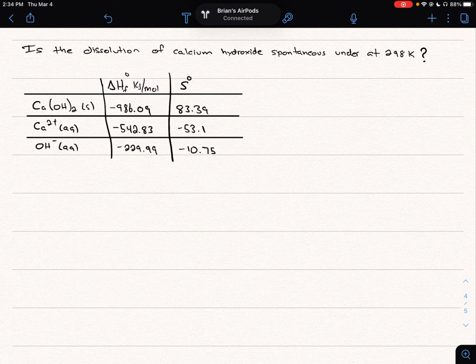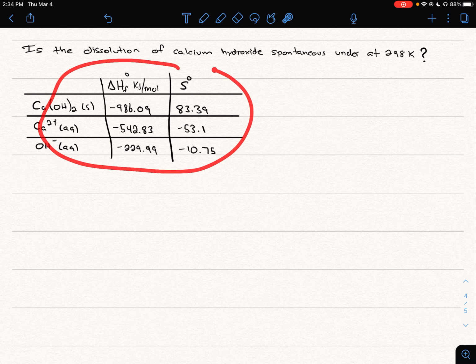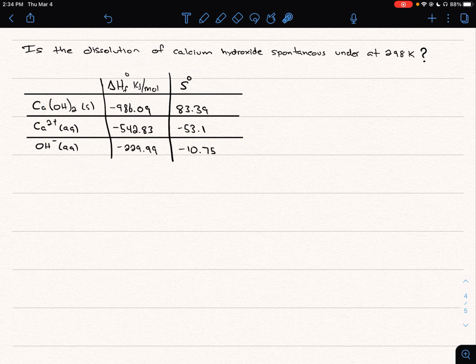So in this video, we're going to go over working through this problem where we're asked, is the dissolution of calcium hydroxide spontaneous at 298 Kelvin? And so as we go through this problem, we're given some thermodynamic data, and we're given delta H of formations and our standard molar entropy.